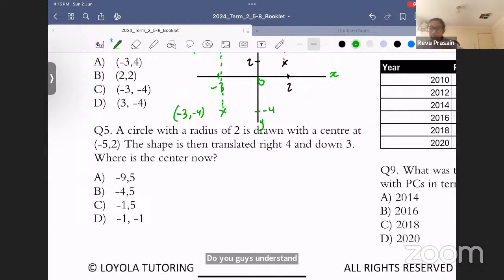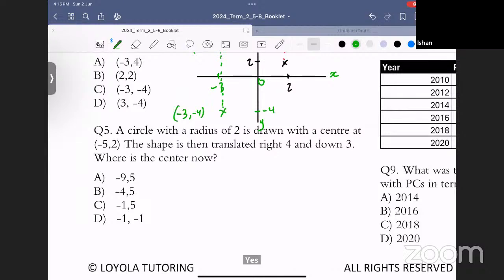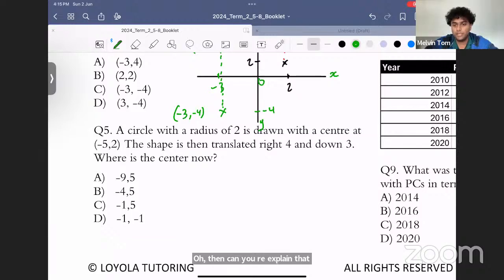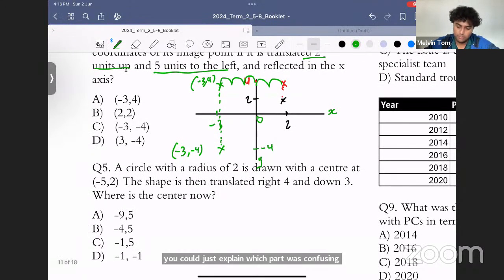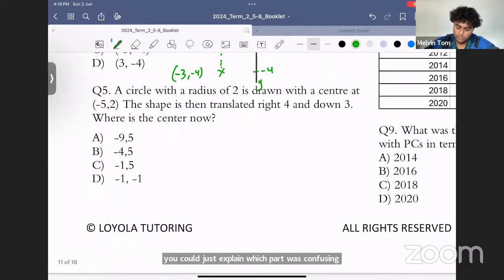Awesome. If you guys have any questions, you can send it in. The person who said explain that part, which part was it? Could you just send it in the chat? I'll just wait for your message. If you could just explain which part was confusing. One second.